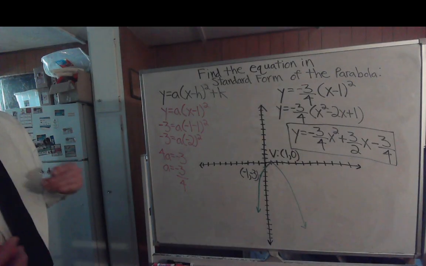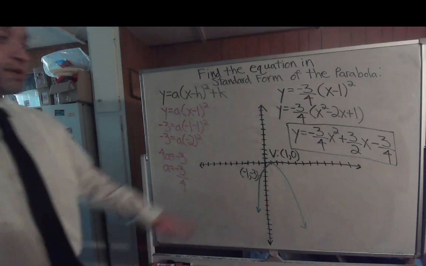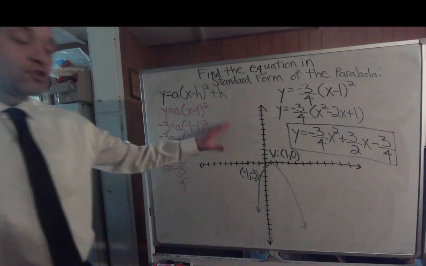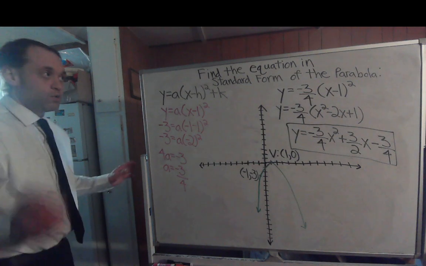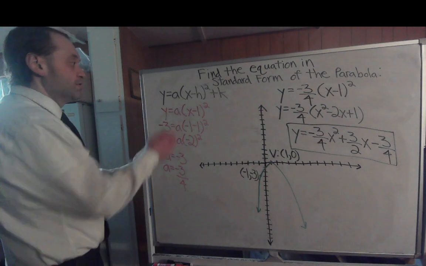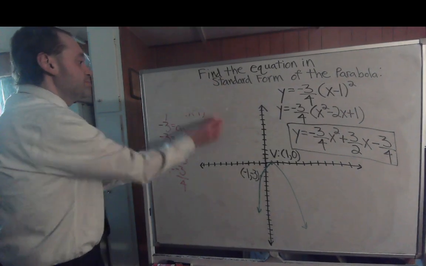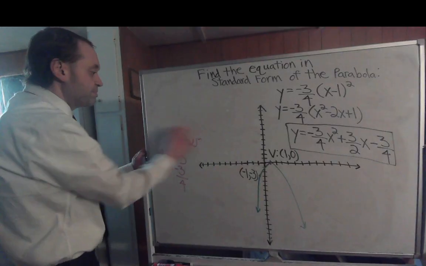So that's how, if you're ever given the vertex and a point the parabola passes through, that's how you're going to find the equation for the parabola in standard form. Now let's move on to 3 examples of another type. And then there's one more type after that.